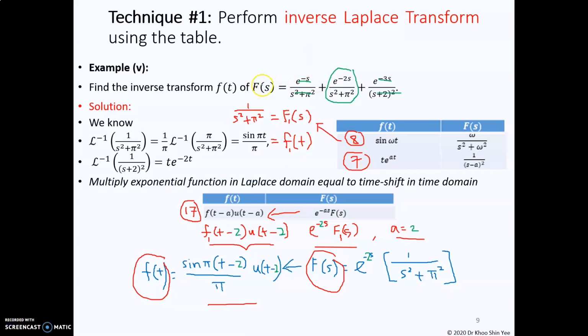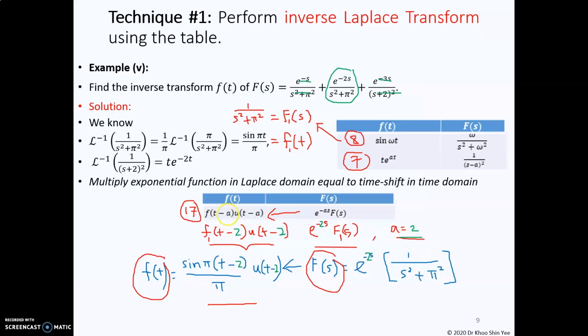Next, let's solve the F(s) equal to the second term only. In this case, your F(s) will be equal to the exponential of negative 2s multiplied with the F1(s). So this is your F1(s) previously. So we multiply exponential negative 2s, you will get this term. So we can use formula 17 by using the same method. By comparing these two, you get a equal to 2. So you have this a equal to 2.